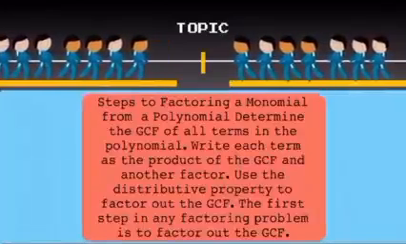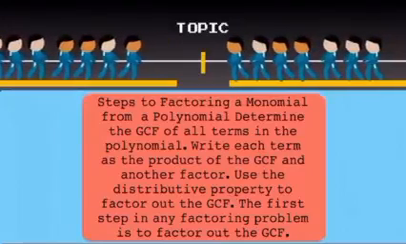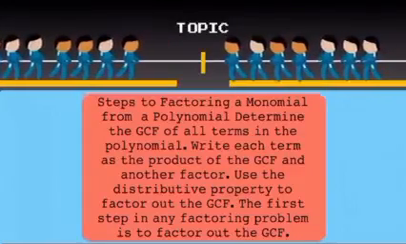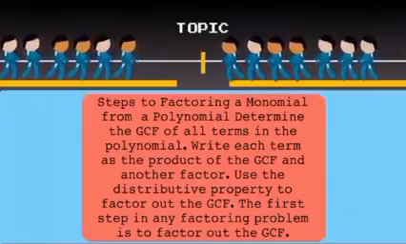Steps to factoring a monomial from a polynomial. First, determine the GCF of all terms in the polynomial. Second, write each term as the product of the GCF and another factor. Then use the distributive property to factor out the GCF.